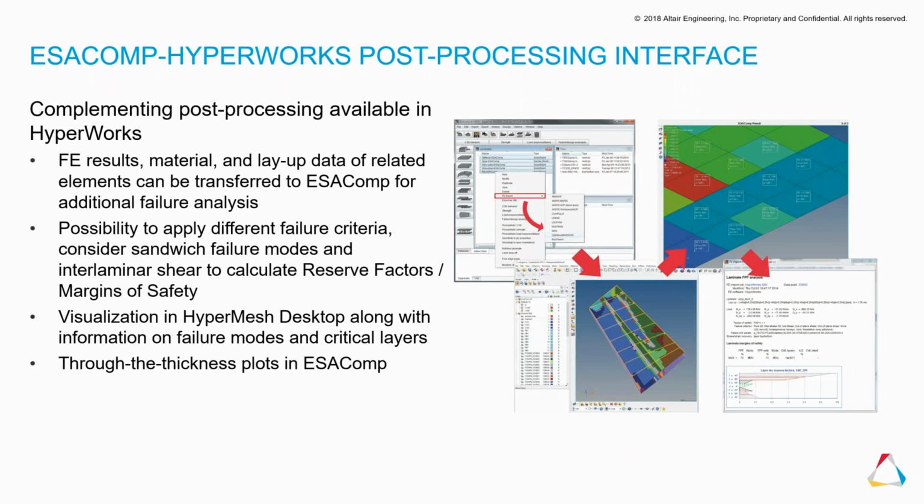And further, it's possible to have a look at certain locations of interest within ESAComp and have a close look, for instance, using failure index thickness plots. Currently, OptiStruct and Nastran are supported with this post-processing interface.